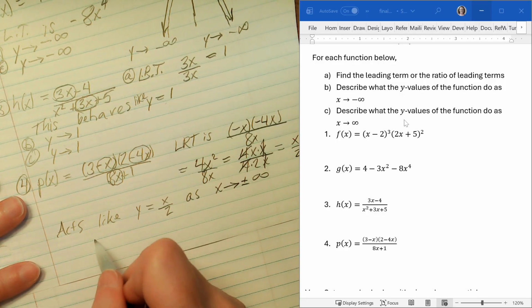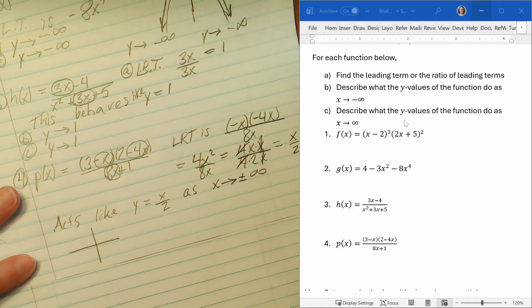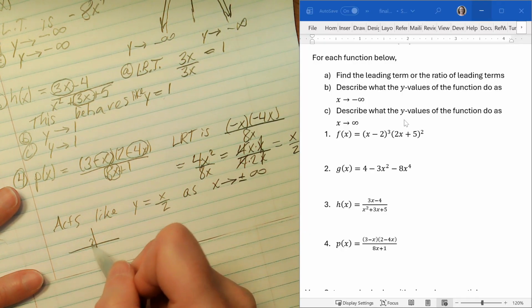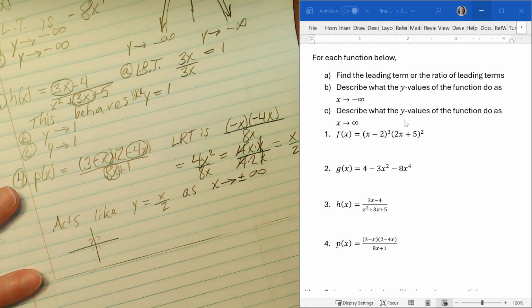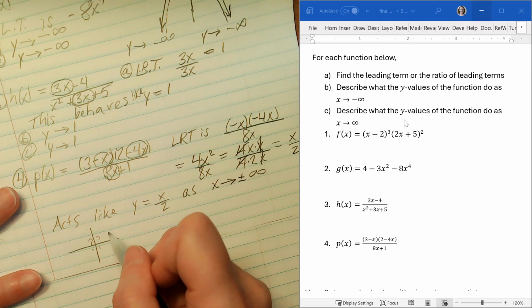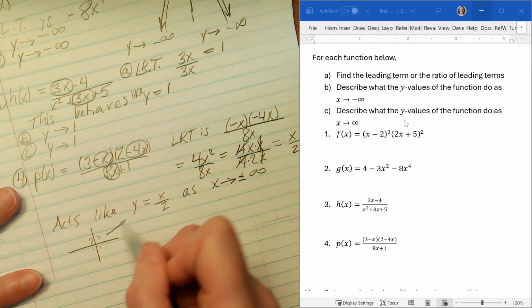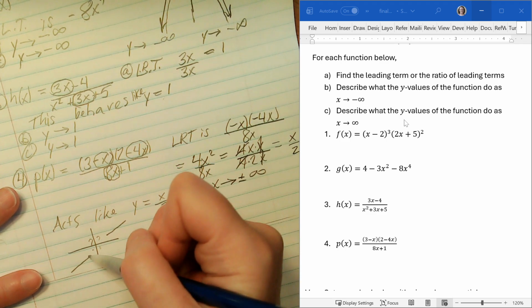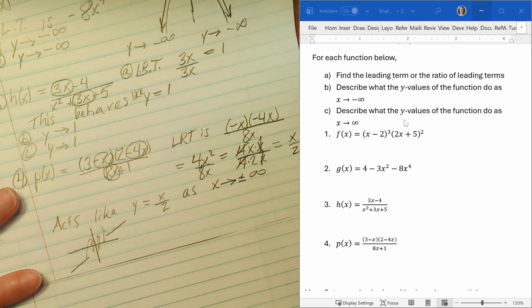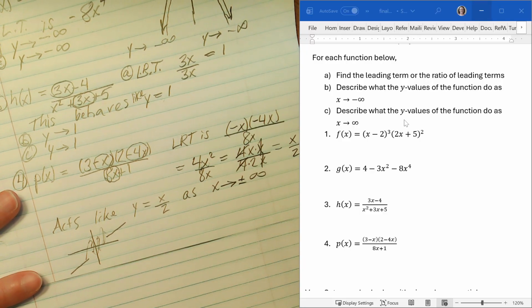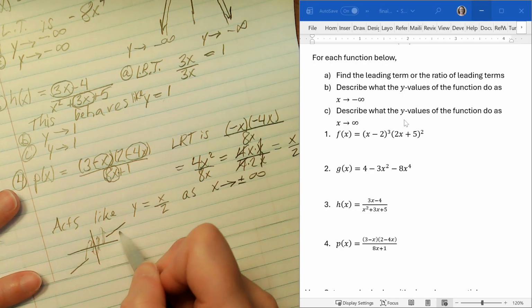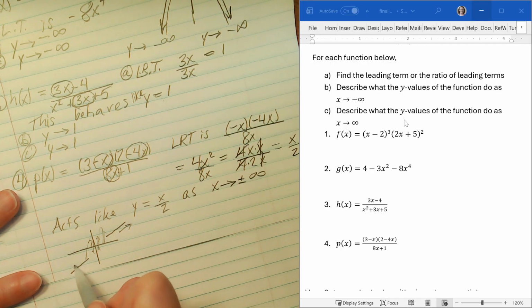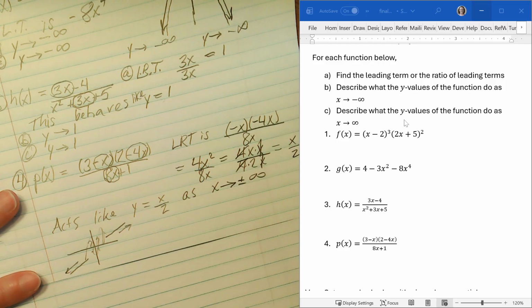So let me draw you a very tiny little sketch here. There'll be some different behavior for small x values, but as we go off towards positive or negative infinity, this is just going to act like a line with a positive slope. Maybe it does something weird here in the middle, like bouncing around, maybe some vertical asymptotes. But as we go off towards positive or negative infinity for x, it's going to look like a line.